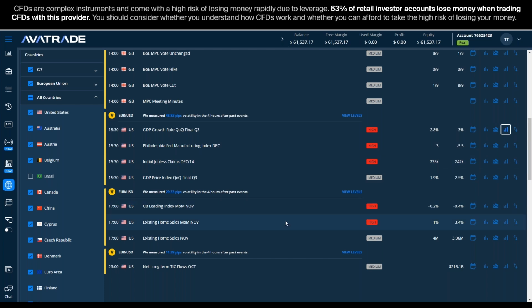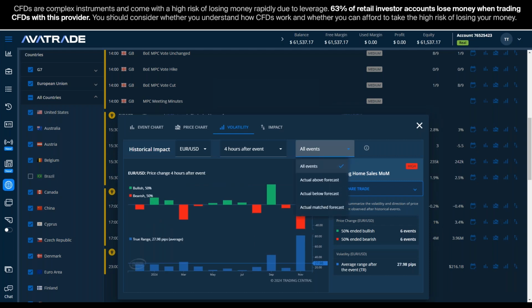And home sales have really been a focus out of the US. If we look, this data is coming in an hour and a half after the GDP data and manufacturing data. So existing home sales, if we take a look at this month over month data, we might see something interesting.